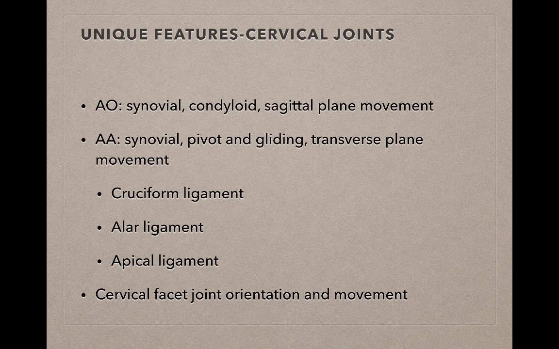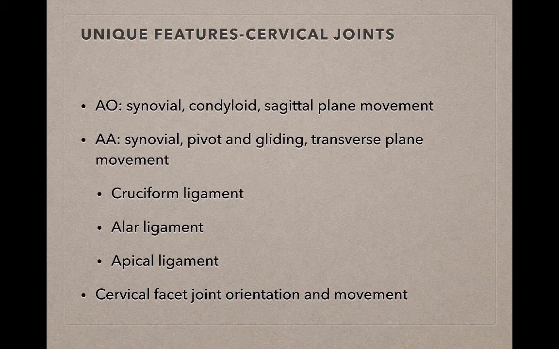The alar ligament connects the dens to the occipital condyle, and it serves to limit some rotation. And the apical ligament connects from the dens to the foramen magnum.